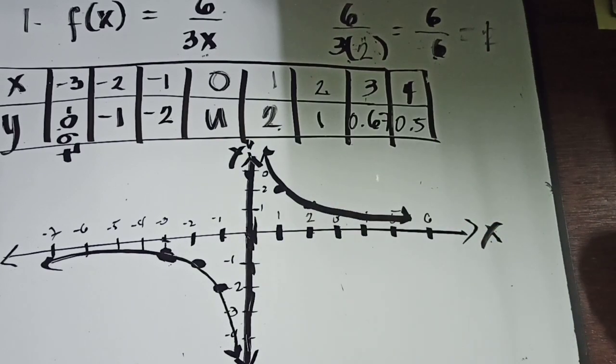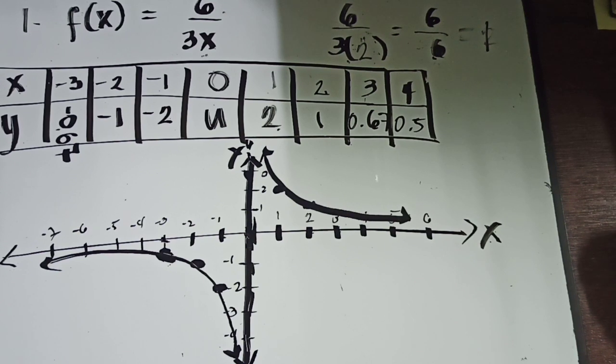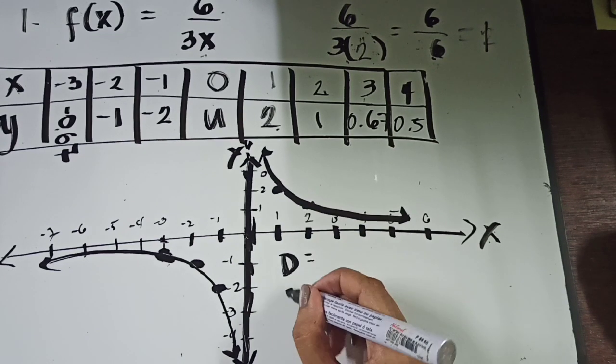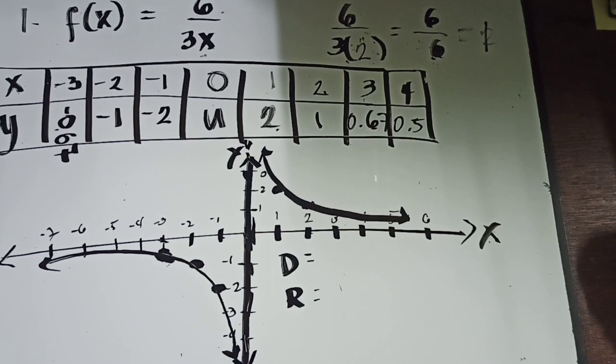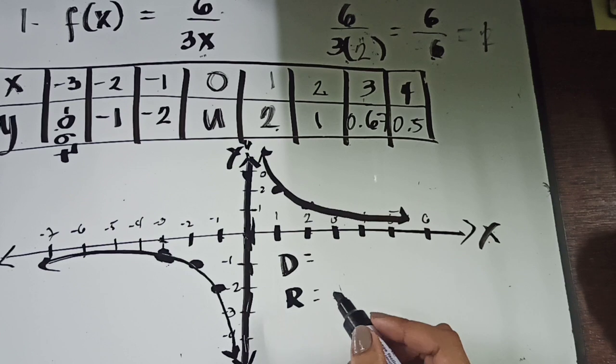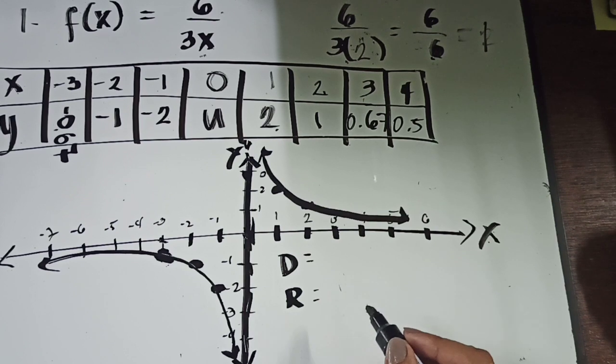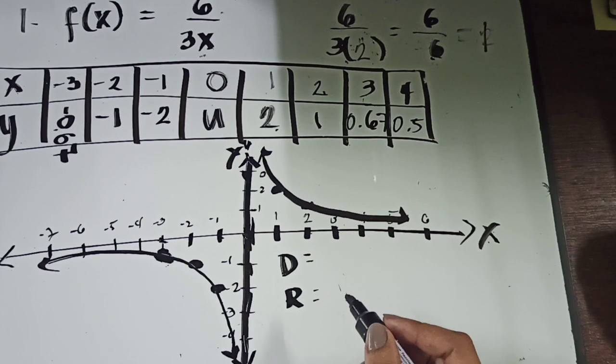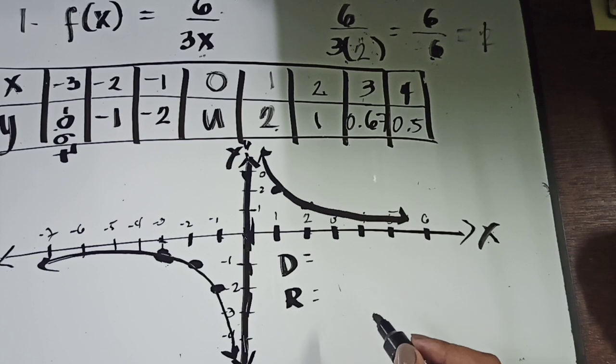So, this is the graph of our function f of x is equal to 6 over 3x. So, ngayon naman, paano ko malalaman ano yung domain and ano yung range? Okay. So, find the domain. Okay, so again, ang domain natin, that is the set of values of x.